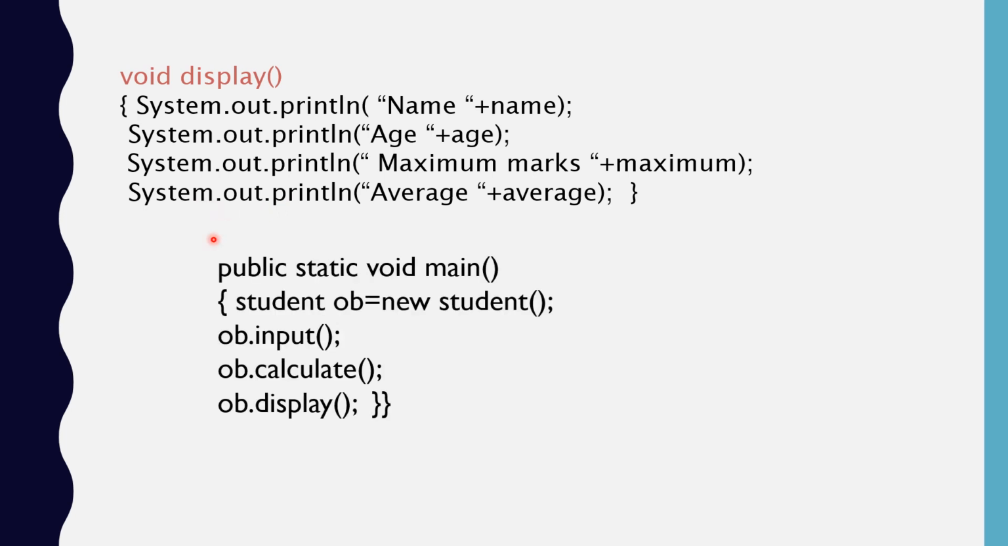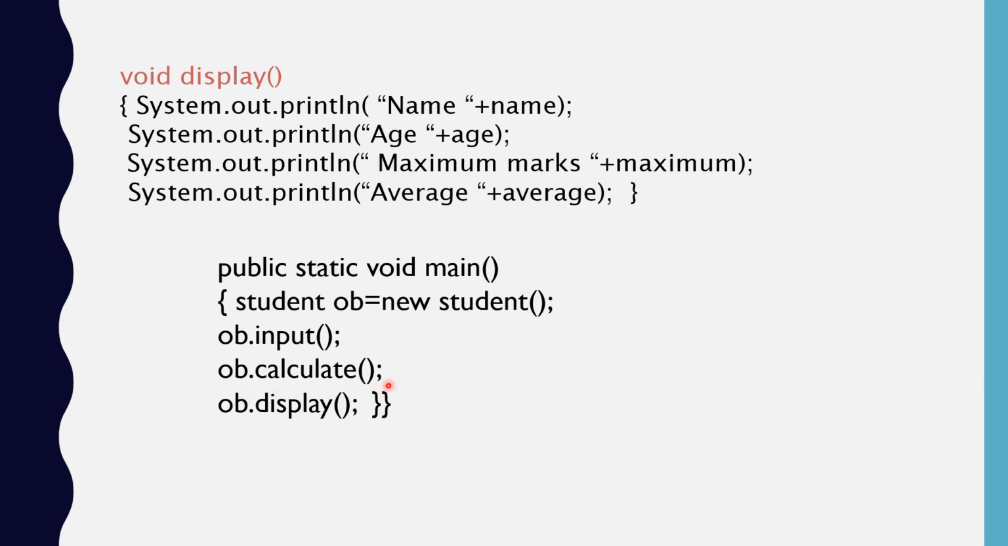Here public static void main. Then we are not accepting any details here. Accepting we are doing in the input function. So here just create an object for calling the function. And the constructor will be automatically invoked as soon as you create the object.